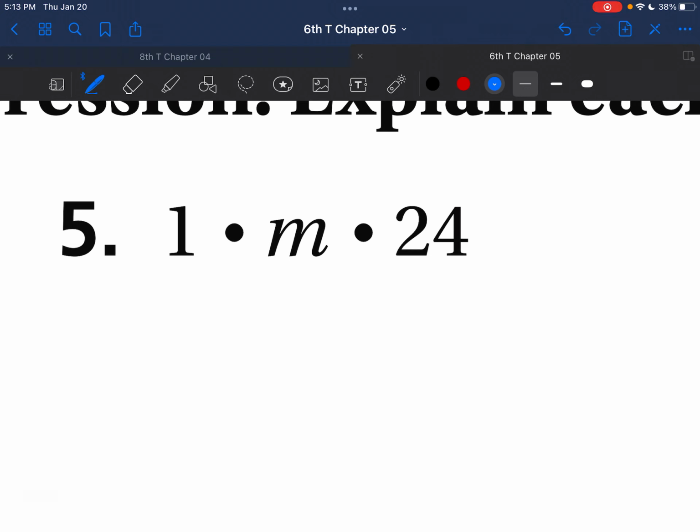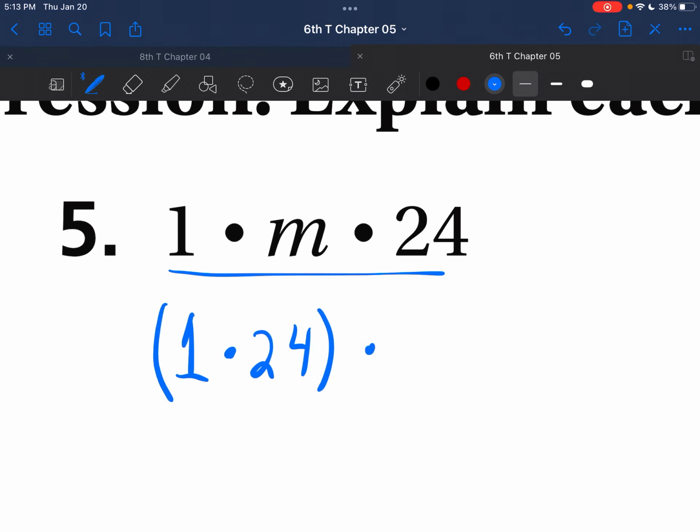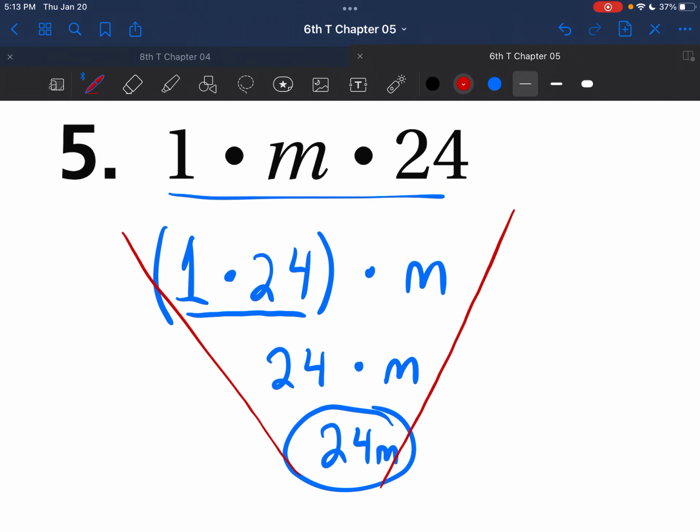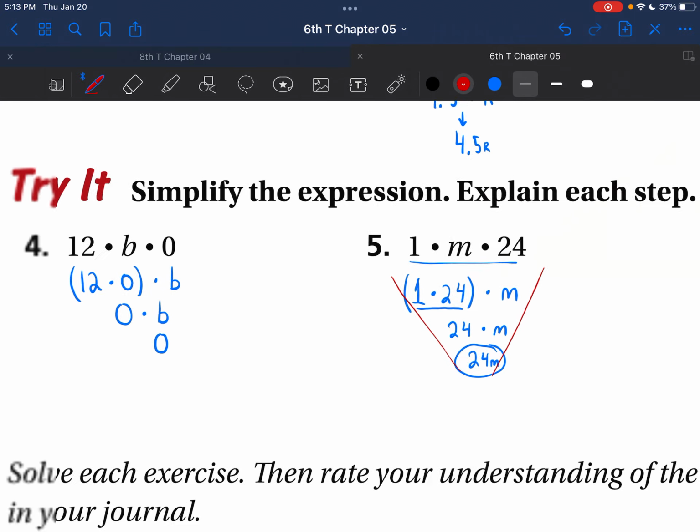Let's try this one out. Let's change the groupings. Write this down first. Then you have 1 times 24, close the parentheses, times m. Because of the multiplication property of 1, 24 times 1 is 24. Bring down your m: 24 times m. That's correct, or you can write 24m, like this. Good job. Notice how all of my work is starting to look like an upside-down Dorito, or an upside-down pyramid, upside-down triangle, whatever you want to call it.